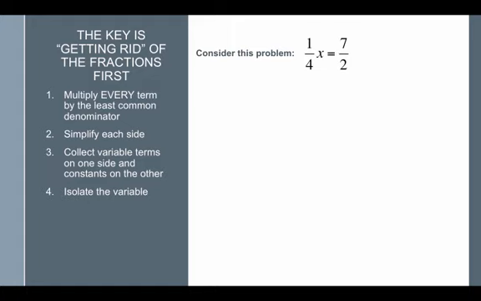When I look at this problem, 1/4 x equals 7 over 2, I look at my two denominators. I have a 4 and I have a 2. And what is the least common denominator? You guys tend to start guessing. Some of you say 4, some of you say 2, some of you say 8. Let's just look at 4 and 2, and I want to see if one of those numbers they'll both divide into evenly.